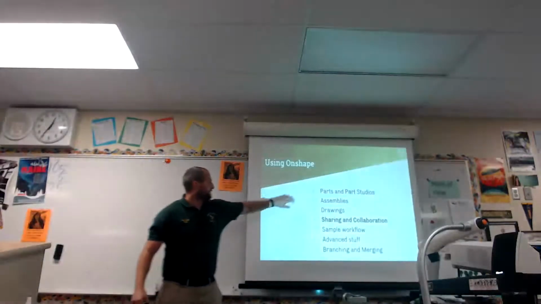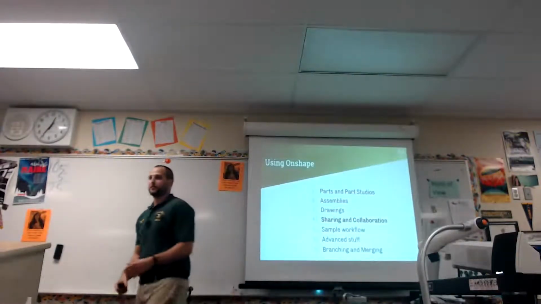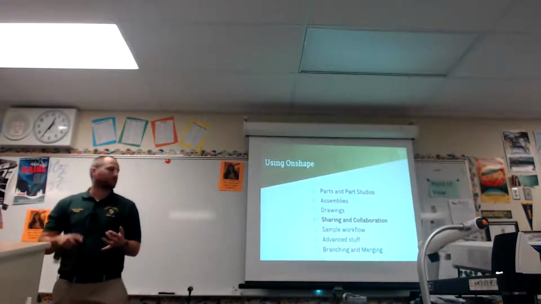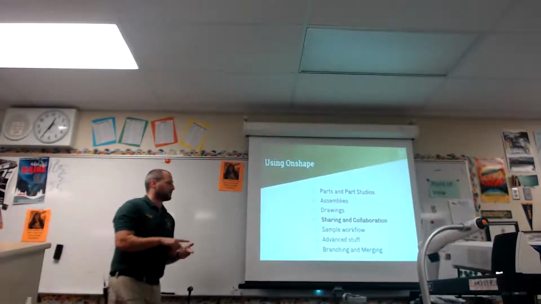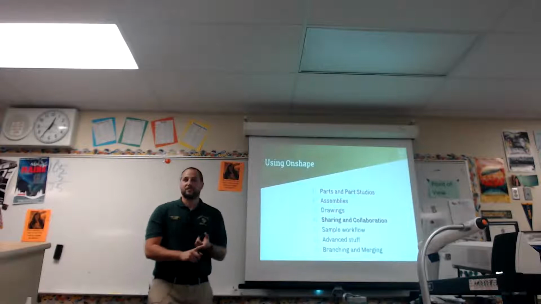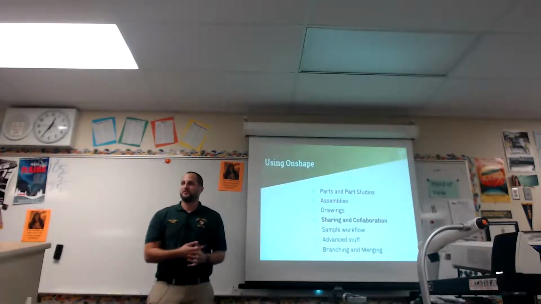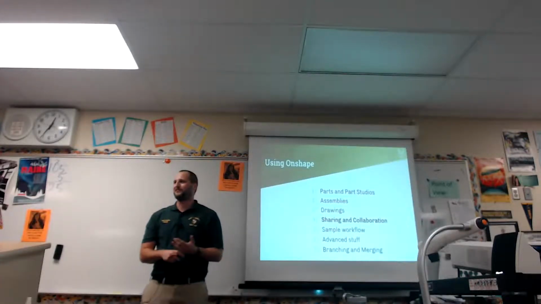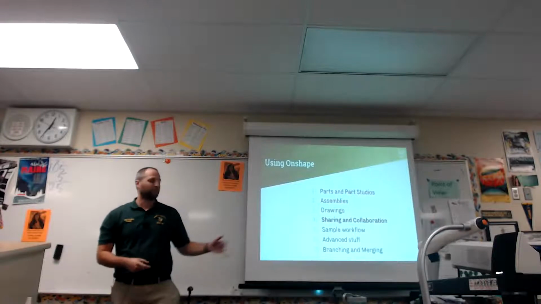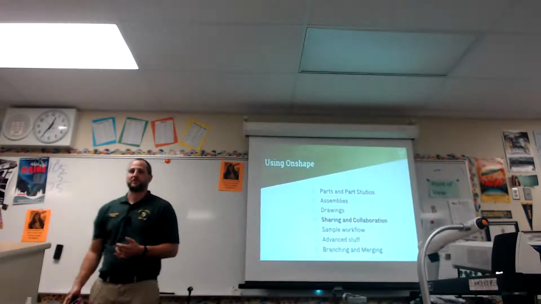We're going to run through 7 main things that we're going to talk about today. Start with parts and part studios, work our way through assemblies, drawings, sharing and collaboration, which is a big one, a sample workflow that we use on our team, some more of the advanced features of Onshape, including branching and merging, which is something that they grabbed from the software world.